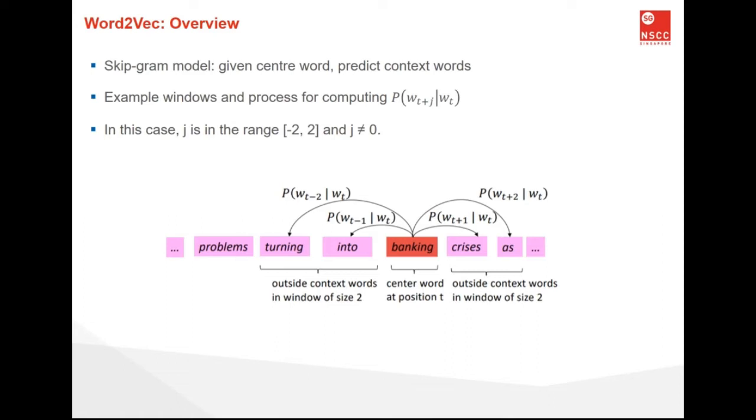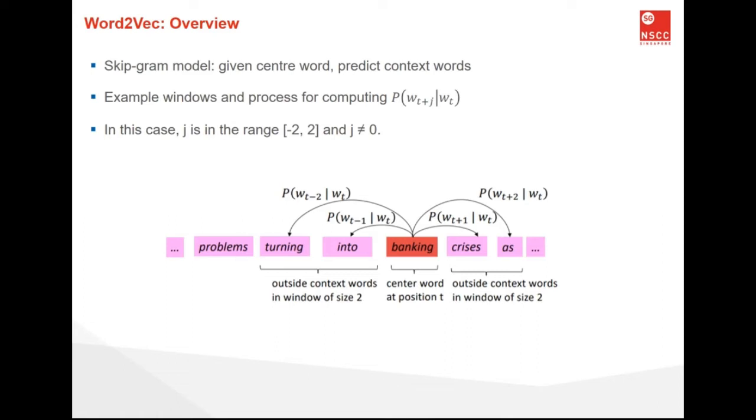So, how can we go from individual probability calculations to a single equation for the entire model? Let's look at this example of a sentence. Problem turning into banking crisis as blah blah blah. We want to calculate the probability of all the outside words for the word banking. To start, let's refer to banking at the current position in the text T. Our center word C is banking. To make calculating the probability easier, we refer to this center word C as WT.